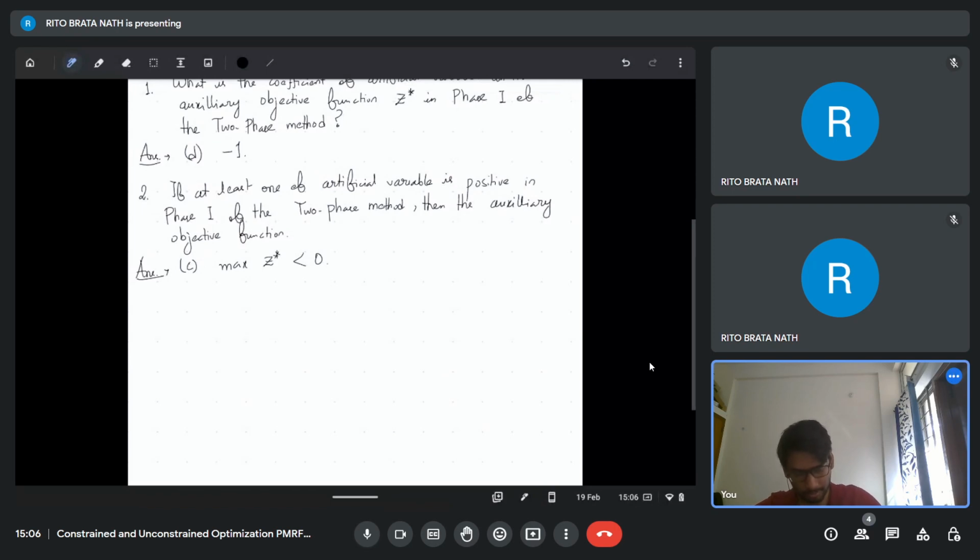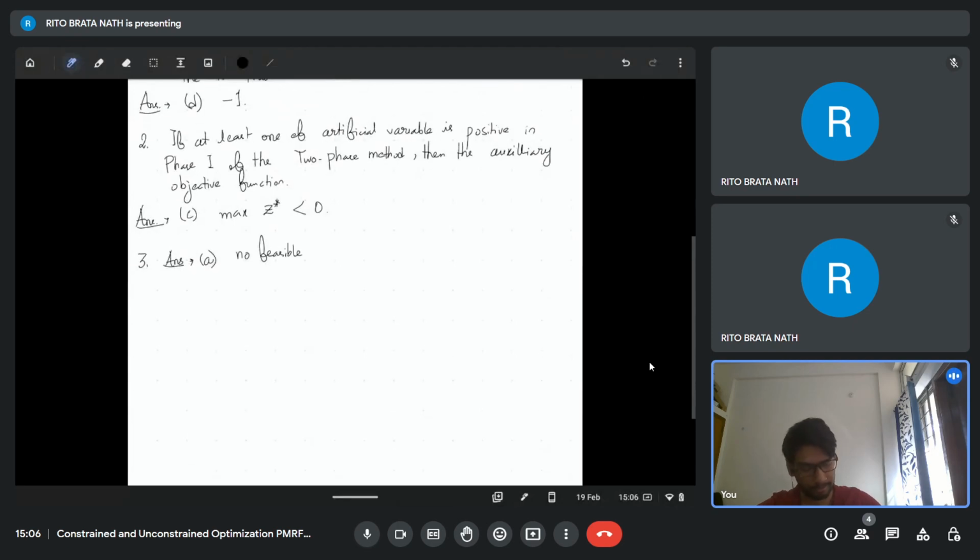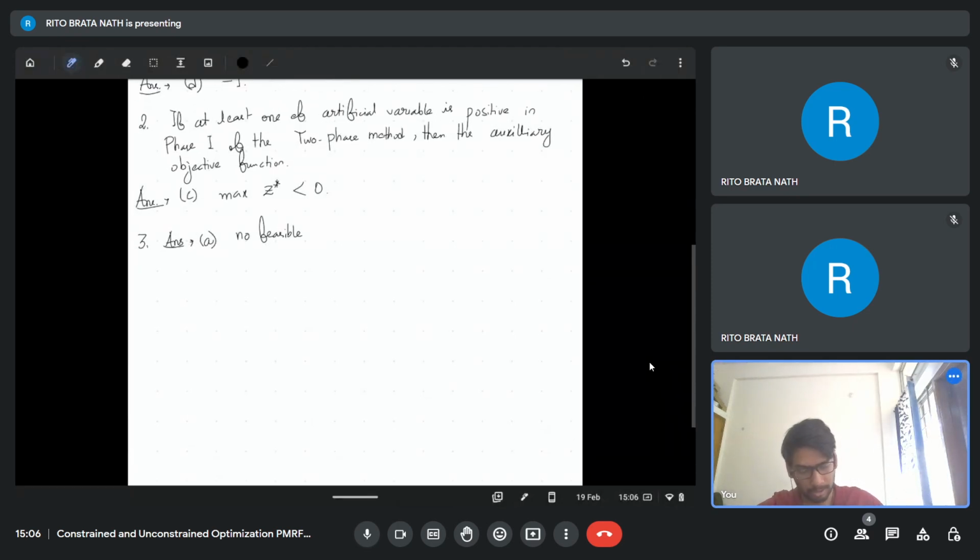I'm not writing down the entire problem. So the third one's answer will be no feasible solutions because you could not eliminate the artificial variables, right? Those are appearing in the basis, and that means the original variables alone cannot solve that problem, so there is no feasible solution, right? Okay, so that's fine. Let's get into the fourth problem.